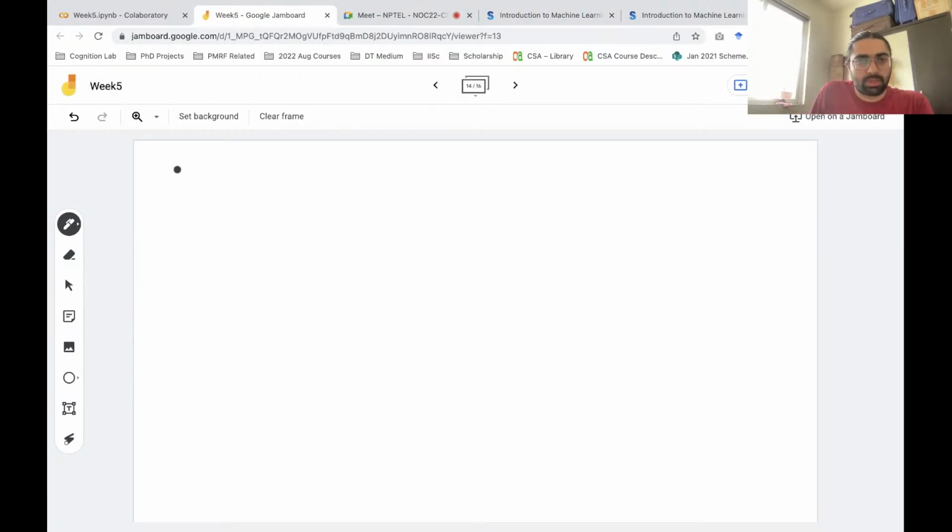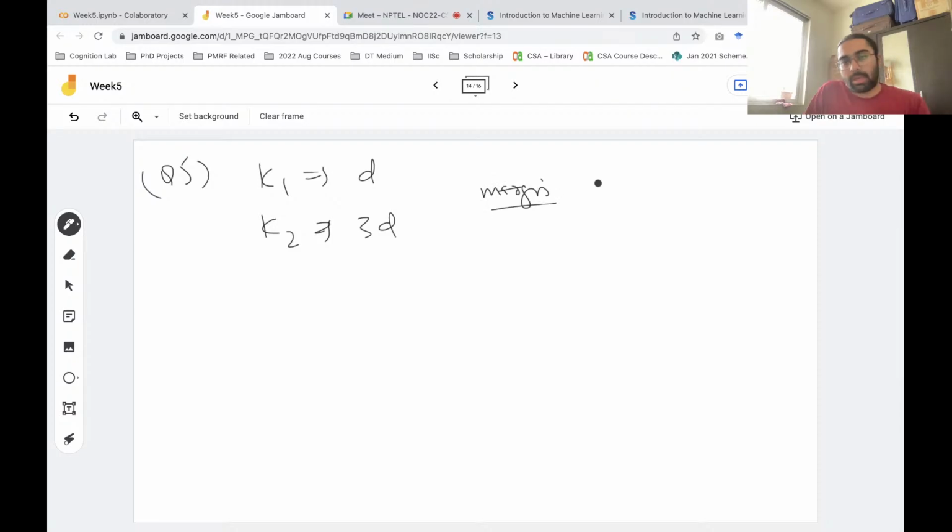So one way to discuss this would be that when you do the K1 transformation, let's say your points are d units apart. In K2, they'll become 3d units apart. And therefore the margin is what? The margin is the width of your hyperplane in some sense. It tells you how far your two support vectors are from the hyperplane. So this will also become 3x. Approximately speaking, it will become 3x, and hence your margin will be larger.